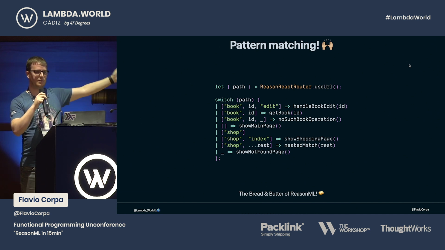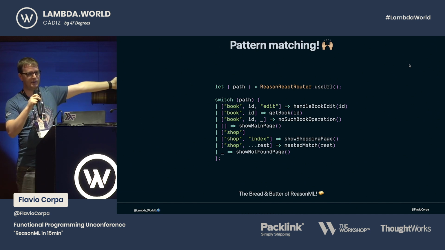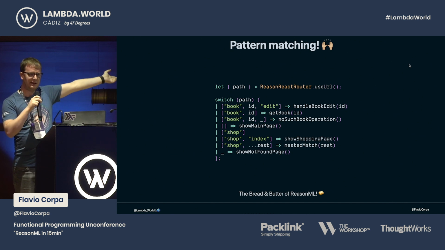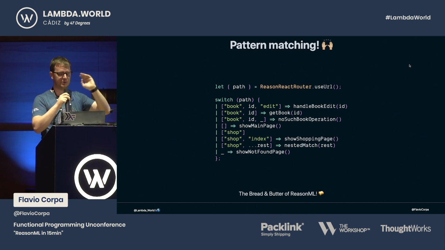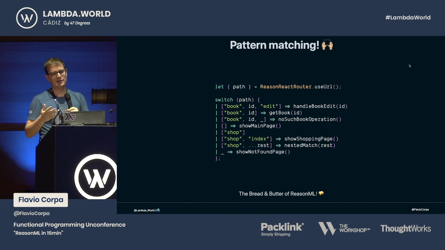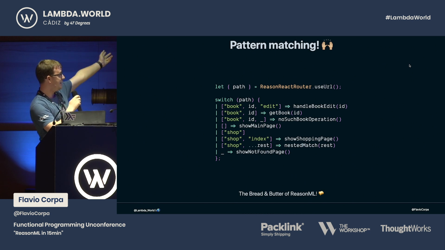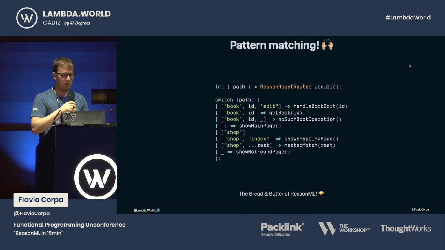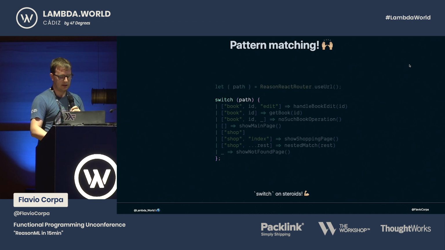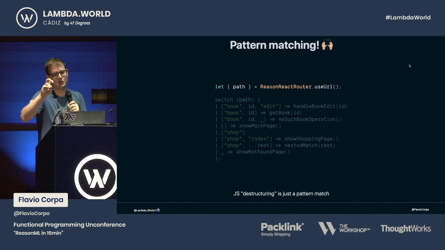This is an example of a routing application. When you need to do routing in your app, you have to use all kinds of crazy libraries in React.js just to be declarative. And in Reason, it's just a pattern match. You have your routes. You have destructuring because it's a pattern match for free. So there's no separate destructuring in Reason.